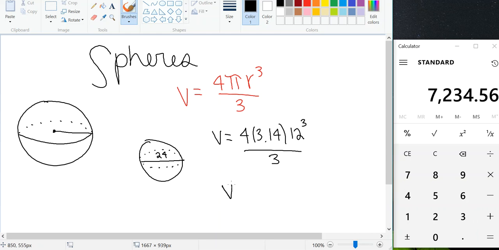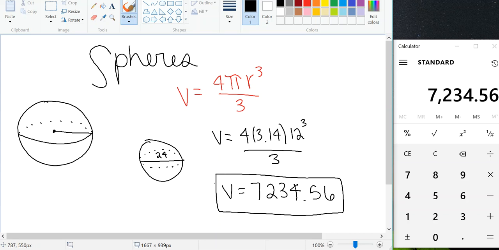Volume is 7,234.56. No units were given, so that would be my final answer. So that is how you solve for the volume of a sphere. I'll try one more, and then we'll do one work backwards problem.